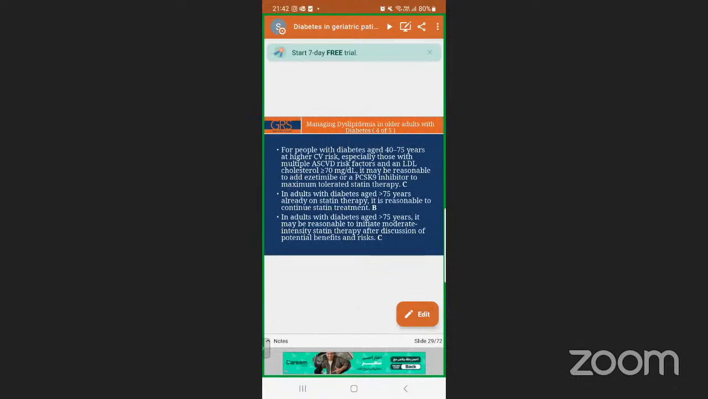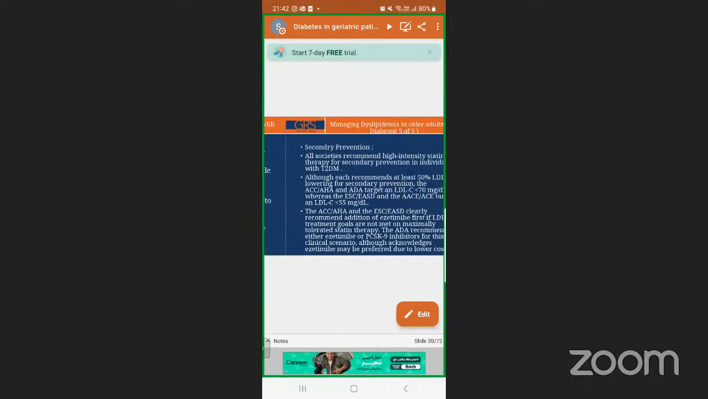For patients with diabetes aged 40 to 75 years at higher cardiovascular risk, especially those with multiple atherosclerotic cardiovascular risk factors and LDL more than or equal to 70, it may be reasonable to add ezetimibe or a PCSK9 inhibitor to maximally tolerated statin therapy. In adults with diabetes aged more than 75 years already on statin therapy, it's reasonable to continue statin treatment. In adults with diabetes aged more than 75 years, it may be reasonable to initiate moderate intensity statins after discussion of potential benefits and risks with the patient.